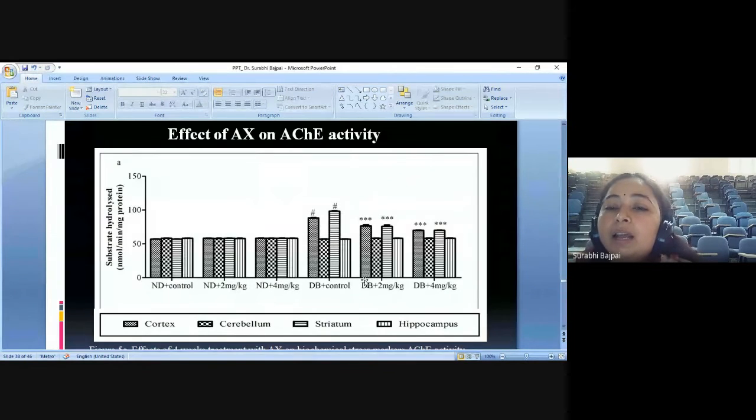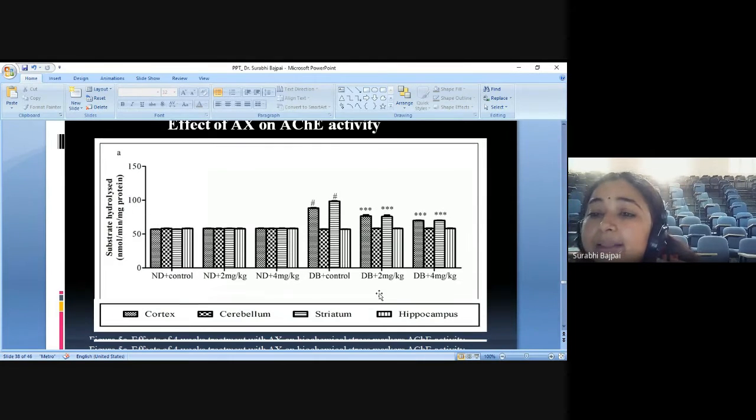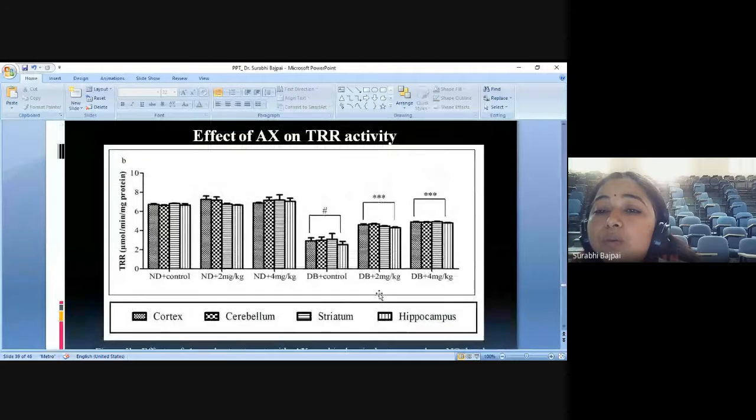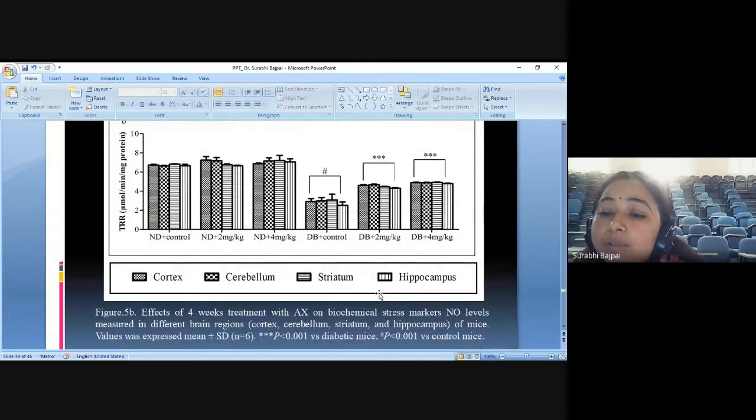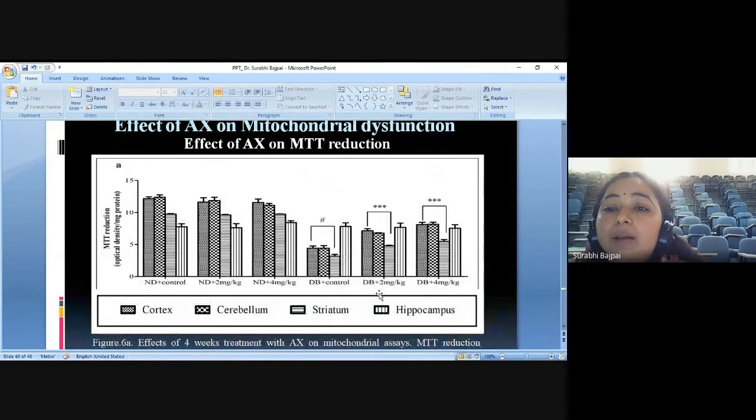And then the effect of astaxanthin on acetylcholine esterase activity. Now this confirms the functioning of the neurons, and of course, as you know, acetylcholine esterase is an enzyme. It was also increased significantly in the diabetic mice which were administered with astaxanthin. Not only this, but also as a mark of the mitochondrial activity, we have found that TRR levels are increased, and then the MPT reduction assays.